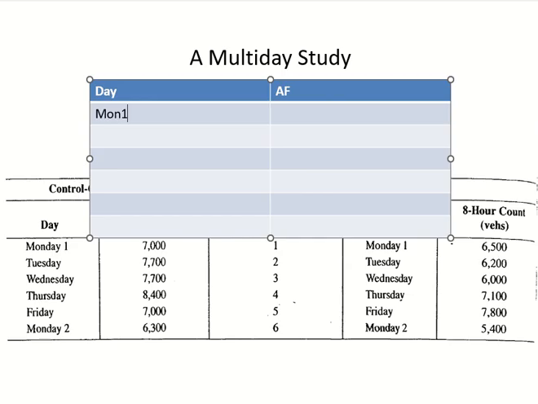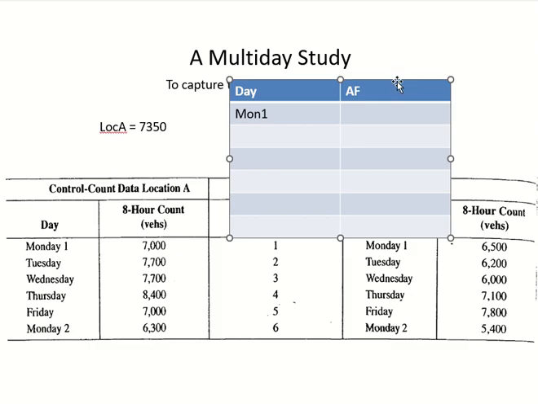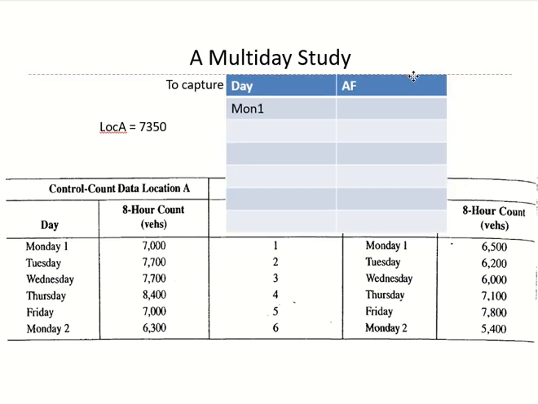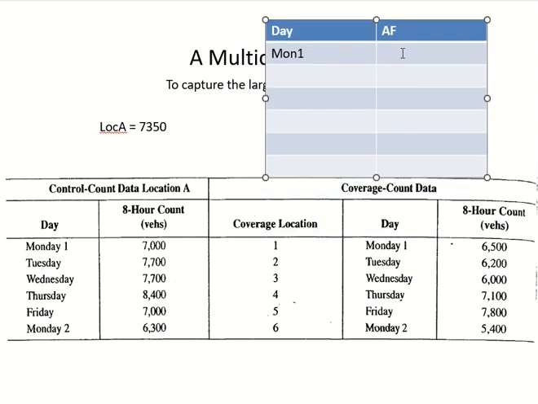So Monday 1, because I have 2 Mondays. Okay, so for Monday 1, how do we calculate the adjustment factor? You take the count of that day from the control. I told you in the previous example, all factors come from control. Whatever conversion factor you want, it will come from control. So I will take the count of that day from control, divide by the average of the control.